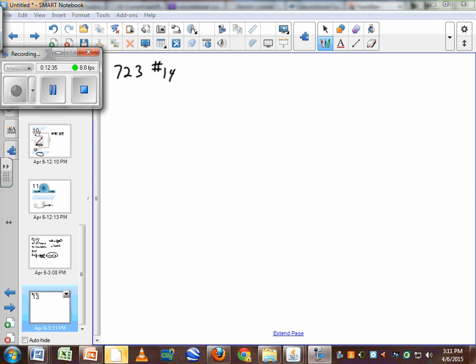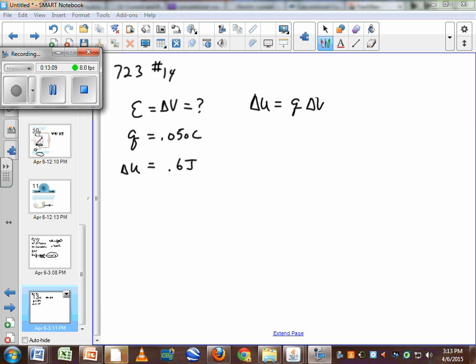Now you want to look at page 723, number 12. Actually, I'm going to skip 12. I'm going to go to 14 because we did a problem similar to 12 earlier in the video. So in number 14, it says, what is the EMF of a battery that increases the electric potential energy of 0.05 coulombs of charge by 0.6 joules as it moves it from the negative to the positive terminal? So I've written down all our givens here, and we have to realize that EMF is the exact same thing as a potential difference, delta V. And so we use our work equation, or our change of potential energy equation, which is Q delta V. And so our change of potential energy, that's 0.6 joules, equals 0.050 coulombs times delta V.